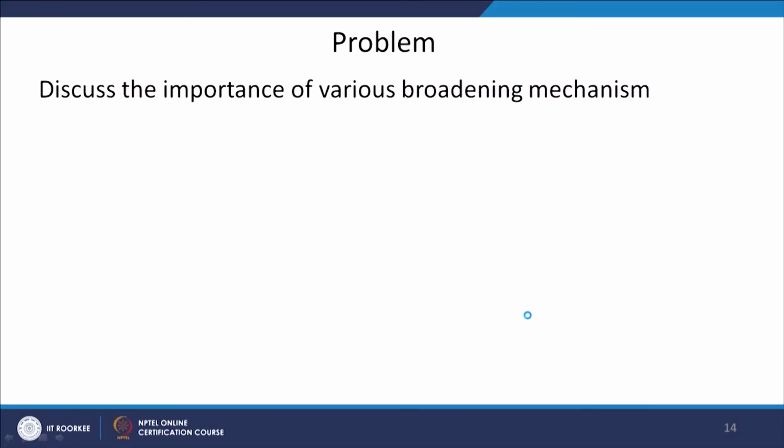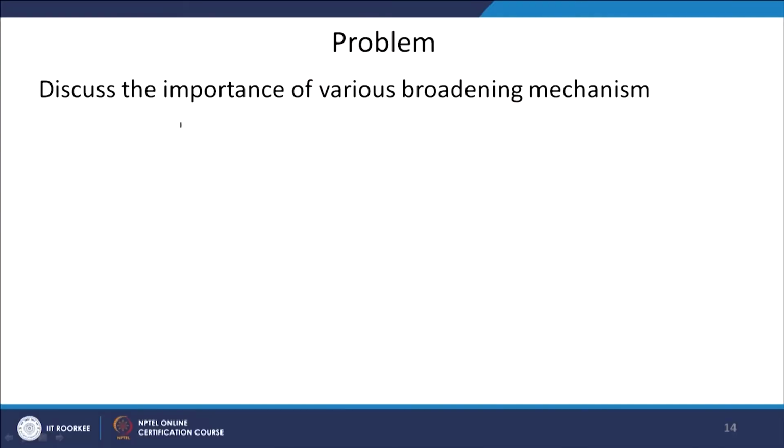Finally, I will take one more problem where we will compare the broadening for different types of applications. So, discuss the importance of various broadening mechanisms, that is collision broadening and Doppler broadening, that we are mainly interested in various types of applications.